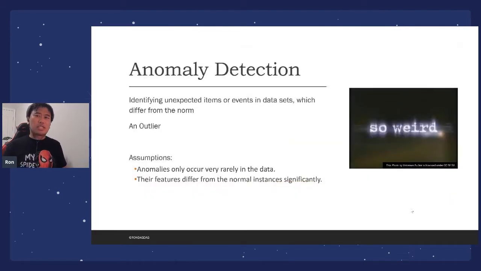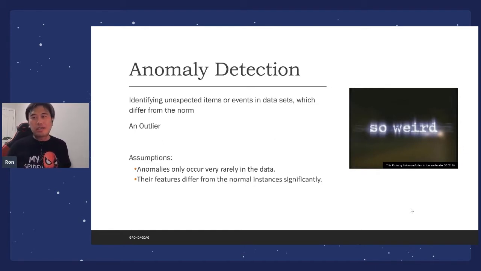Anomaly detection is identifying unexpected items or events in our data set which are different from what is normal. These days we attend conferences virtually. It's weird. I miss talking to other folks and being able to have conversations and do presentations in real life. But here we are. We're in an outlier year, right?